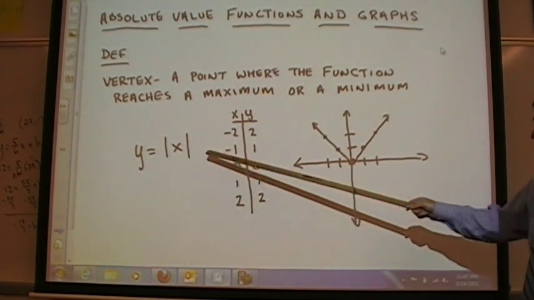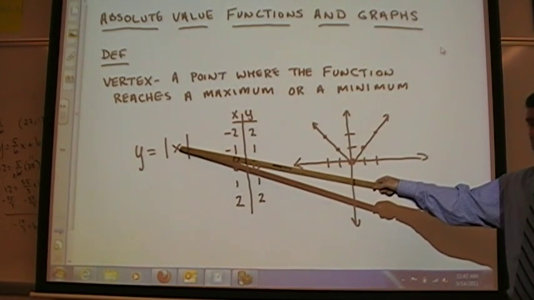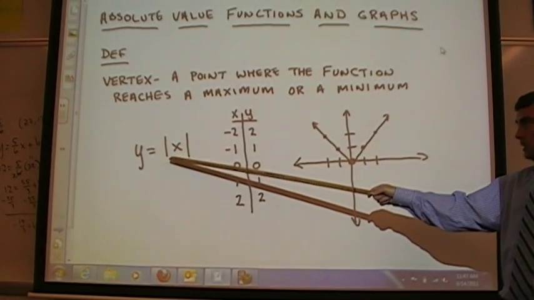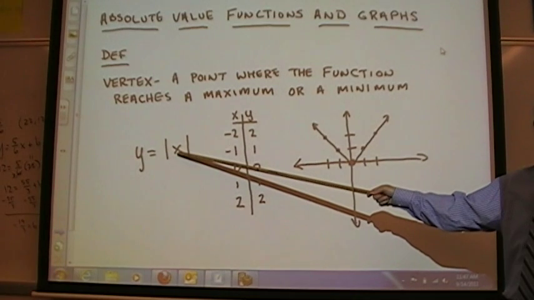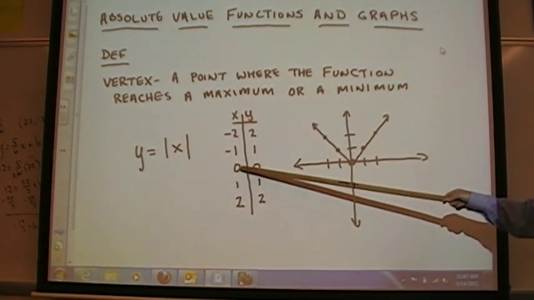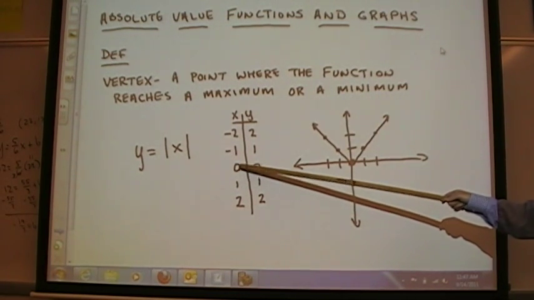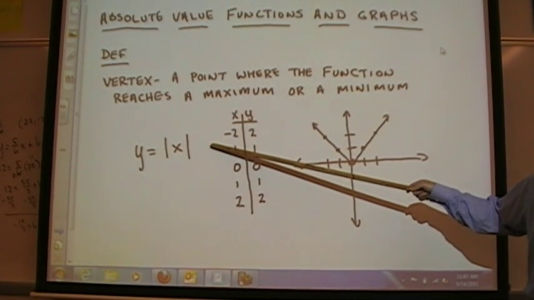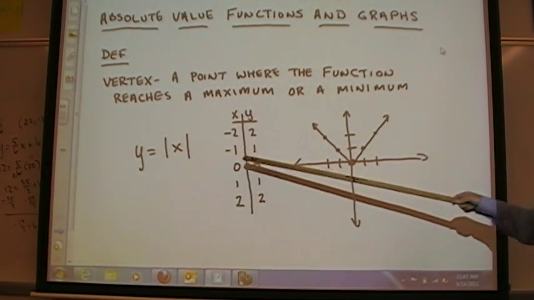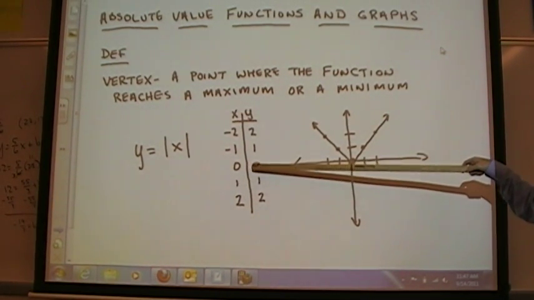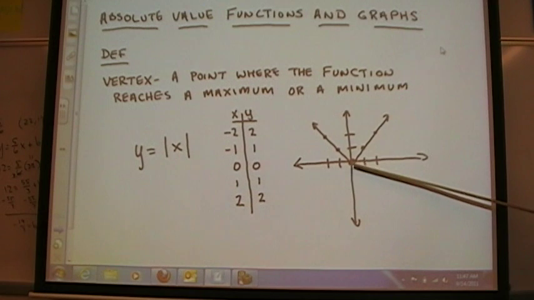To get the x-coordinate of the vertex, you just look at the inside of the absolute value and figure out what is going to make this equal 0. What does x have to be to make it equal 0? 0. So that's where I get this from. The y-coordinate of the vertex is what's being added or subtracted to the absolute value. Nothing's being added or subtracted in this case, right? So it is 0. My vertex I always put in the middle of my table. It is (0, 0). Plot that point.